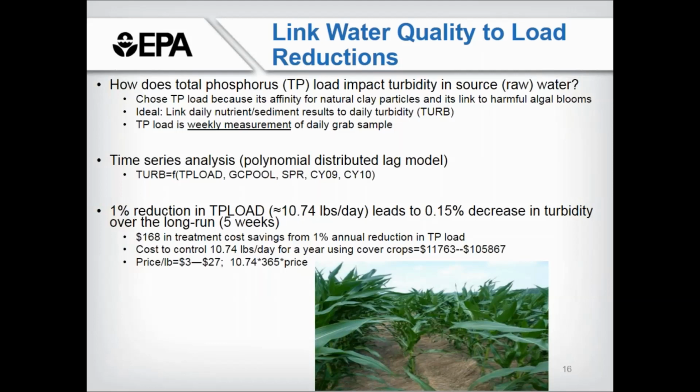Using the SWAT model results, the cost to control total phosphorus using cover crops ranges between $3 and $27 per pound removed. Multiplying the 11 pounds of phosphorus reduced times 365 days times those costs leads to control costs between $12,000 and $106,000. The bottom line of this analysis is if the drinking water treatment plant were to pay $12,000 for cover crops, it would only save $168 in treatment costs, suggesting no incentive to protect its source water using those cover crops.